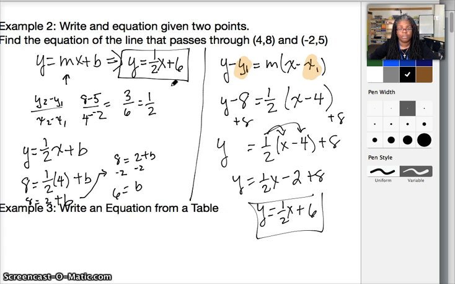But if I use negative 2 and 5, it would come out to the same 6 as a y-intercept. If I use negative 2 and 5, eventually this equation would look exactly the same. Both methods are acceptable and fine.